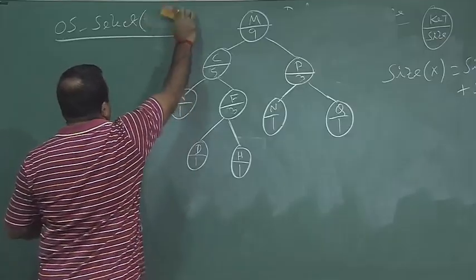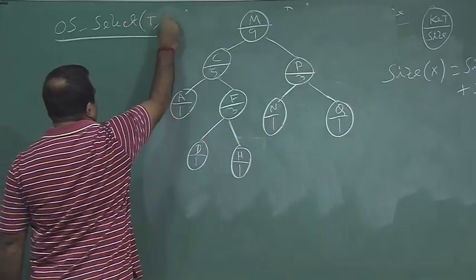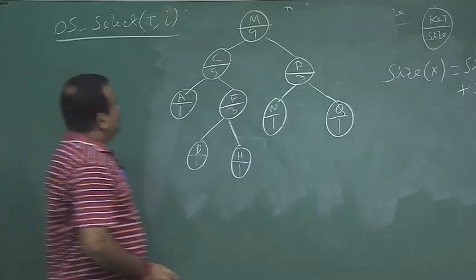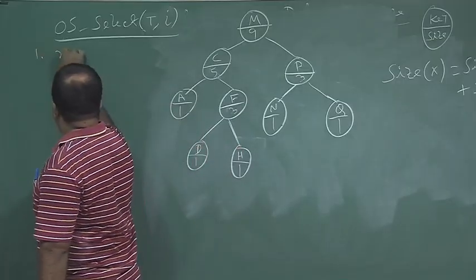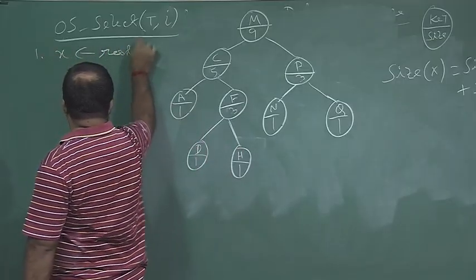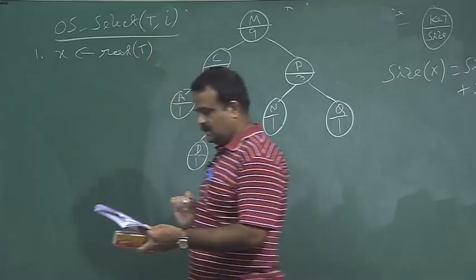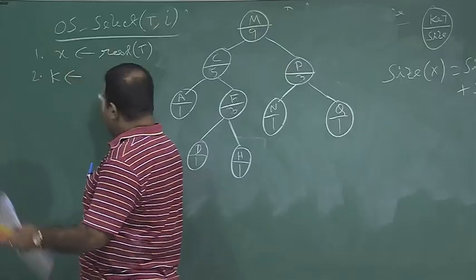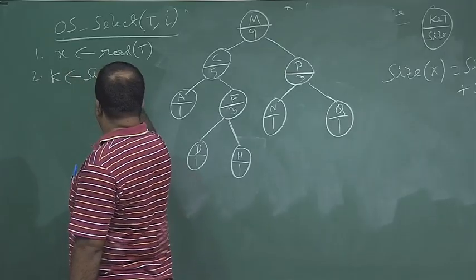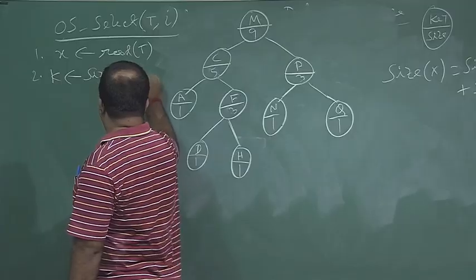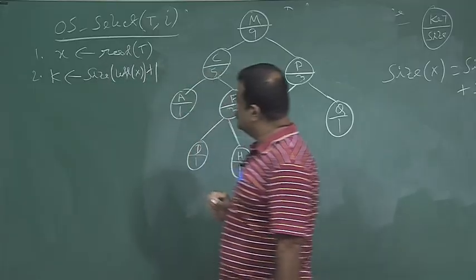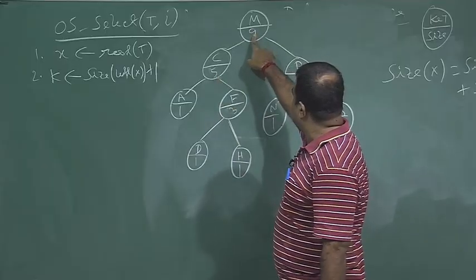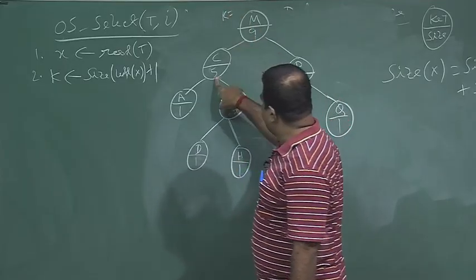So, x is the root of the tree, or we can just take tree and this I. So, tree is formed. OS select is basically we first take the x as the root of the tree and then we define k as the size of the left of x plus 1. So, can you tell me what this k represents? K is basically the size of the left of x plus 1.